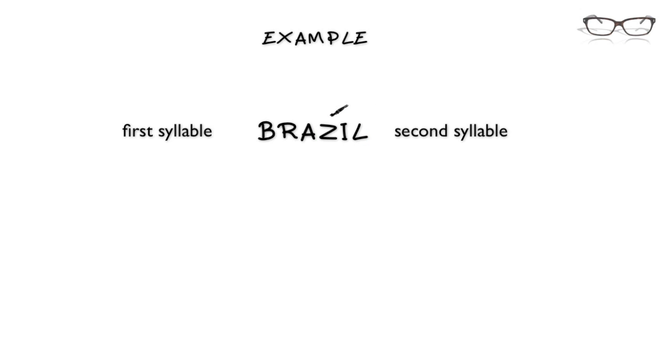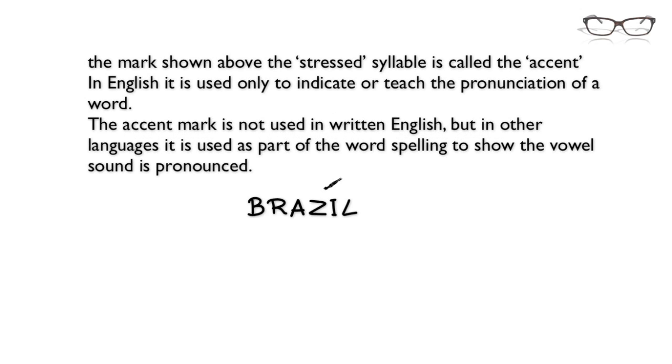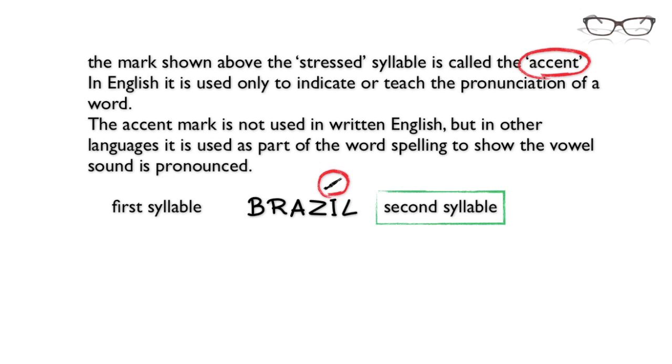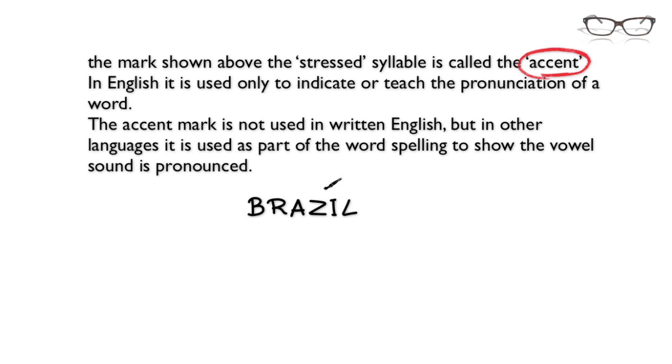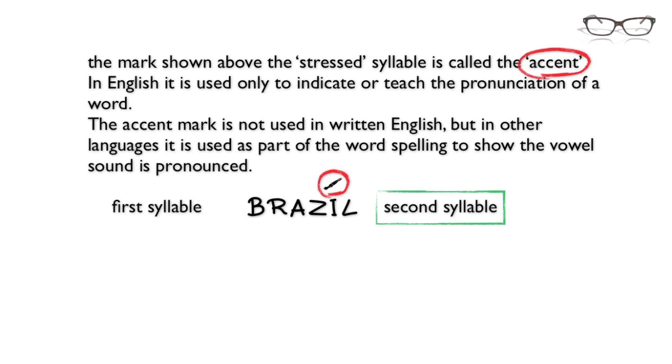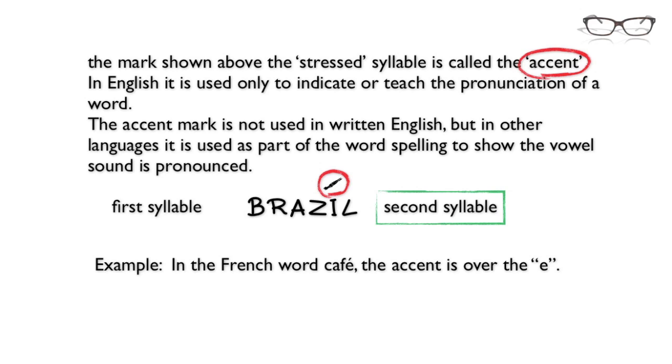Now you can see that I indicated with a little mark, a slash over the syllable here. It's circled in this slide you're watching now. Now this mark is called the accent, and in English, when you are teaching pronunciation, we use this to show the student where the stress is on the word. However, you won't see this accent mark in written English because we don't use it. We know where the stress is when we are speaking.